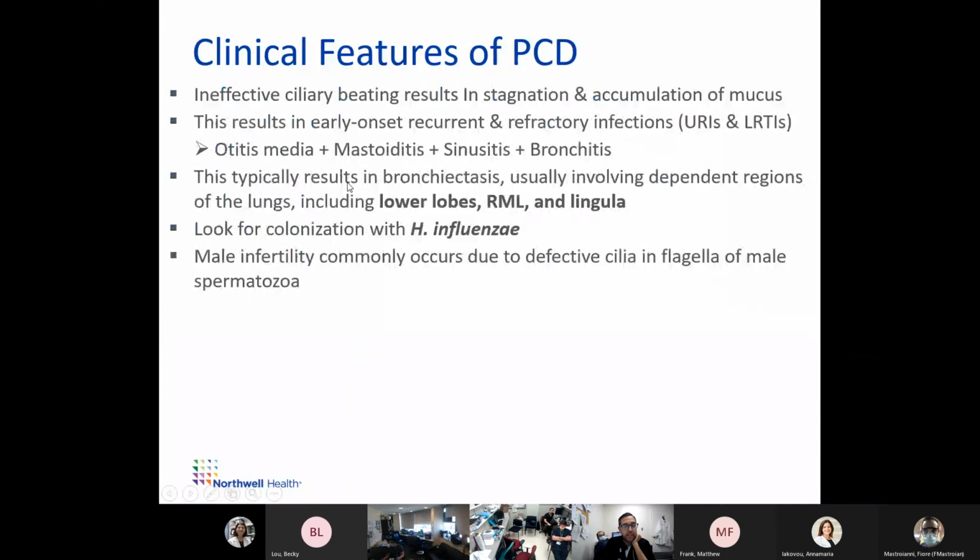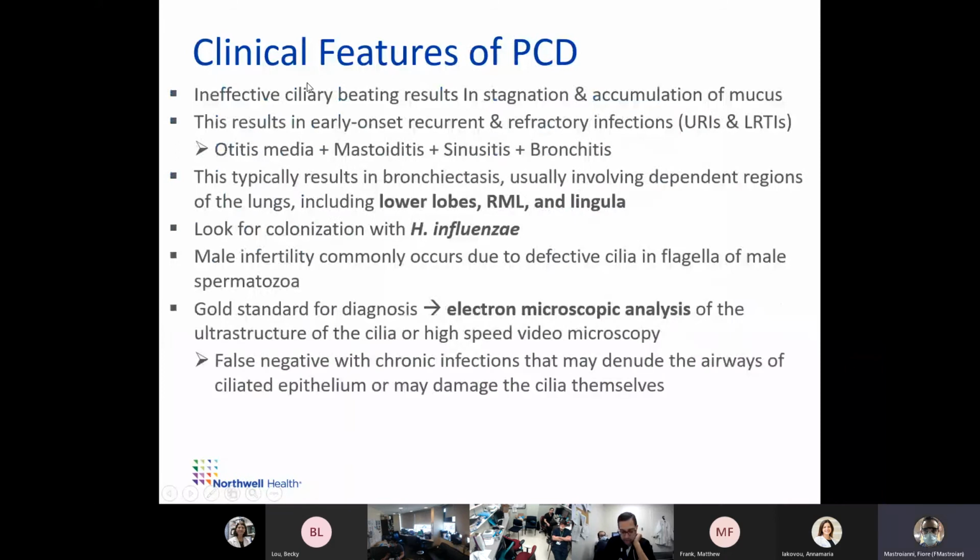I want to maybe not talk too much here just because of the time, but you want to look for otitis media, mastoiditis, sinusitis, bronchitis. Classically, look for colonization with Haemophilus influenzae, and lower lobe and middle lobe and lingular involvement is classic. Electron microscopy is the hallmark for diagnosis.